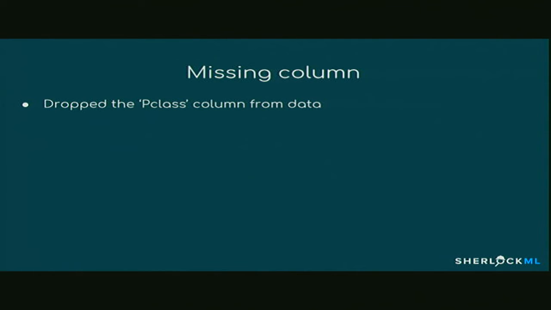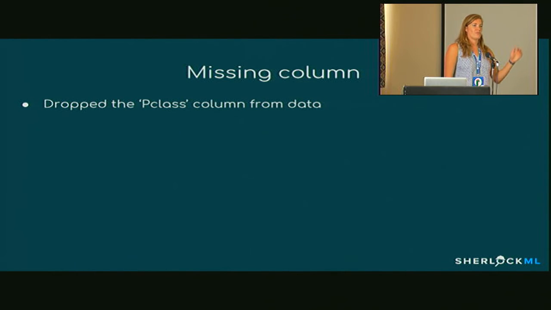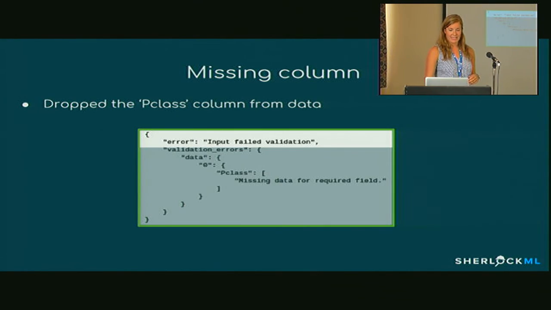So the first example is when we're missing a column. I've just dropped the p-class column, so it doesn't include, in this case, a fairly vital column to make the right prediction. And here's the output. The first thing you see is that the error already tells you that the input validation failed. So this is already much better than just a server or application error. You already know it's something in the data that you've sent.